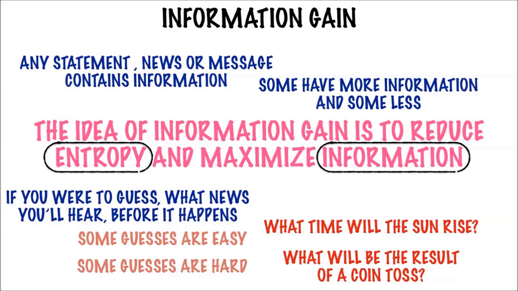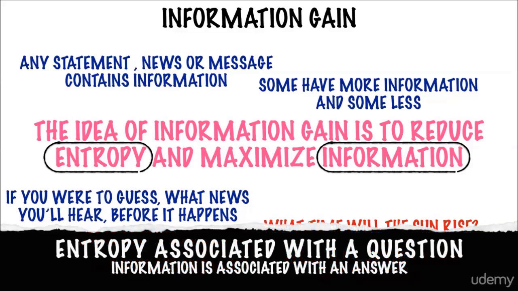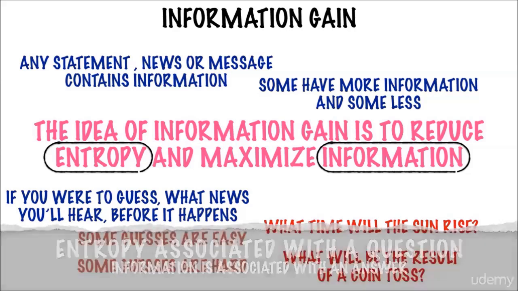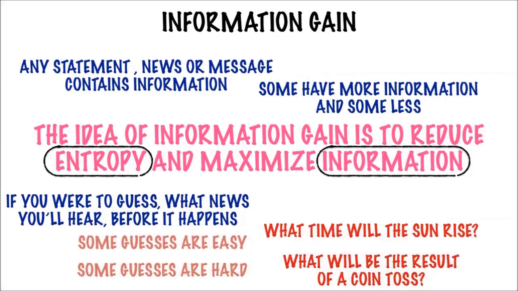So just like some answers have more information than others, some questions have more entropy than others. In fact, the mathematical measure for entropy is directly related to the mathematical measure for information. Think of information and entropy as being related this way. If information is a measure that is associated with the answer to a question, entropy is a measure that's associated with the question itself. And it tells you how much uncertainty there is in that answer to that question.